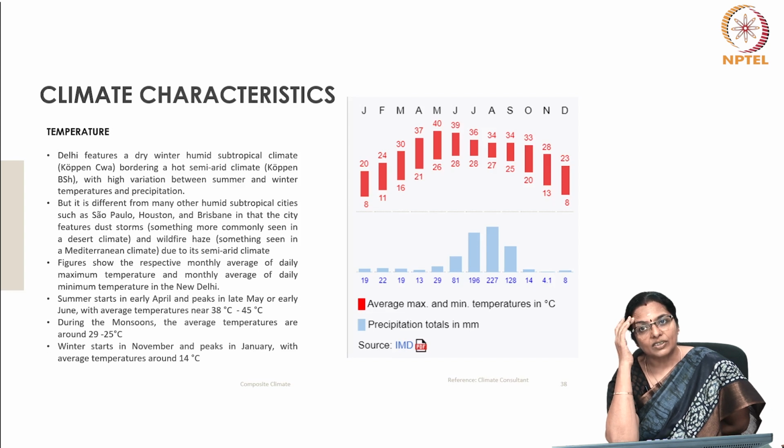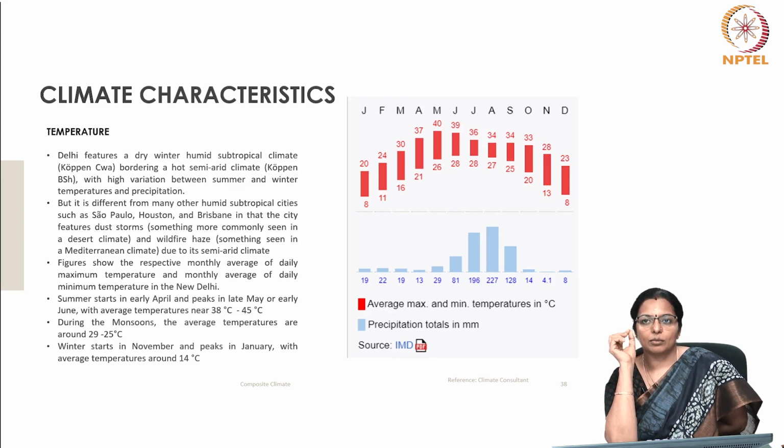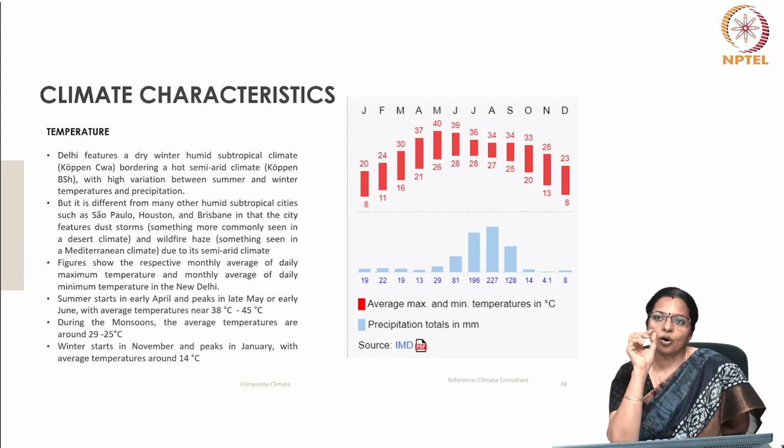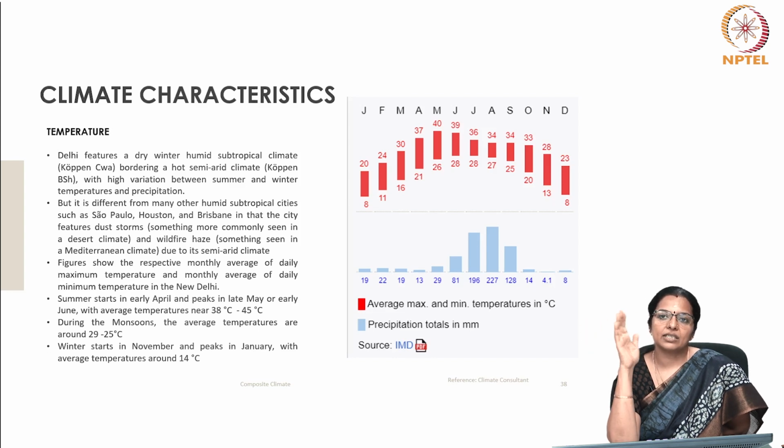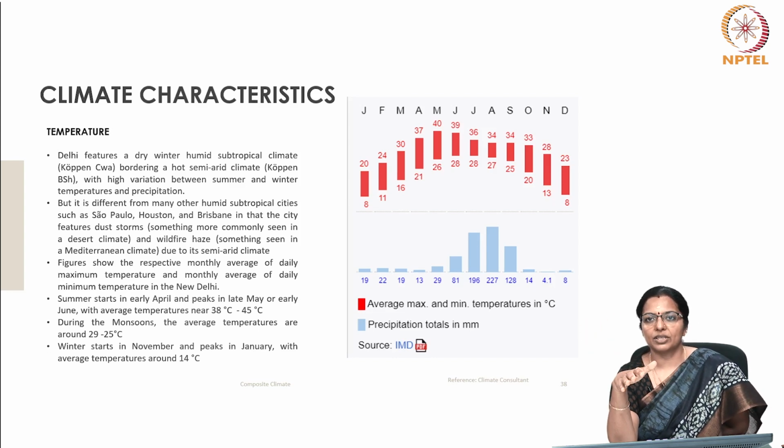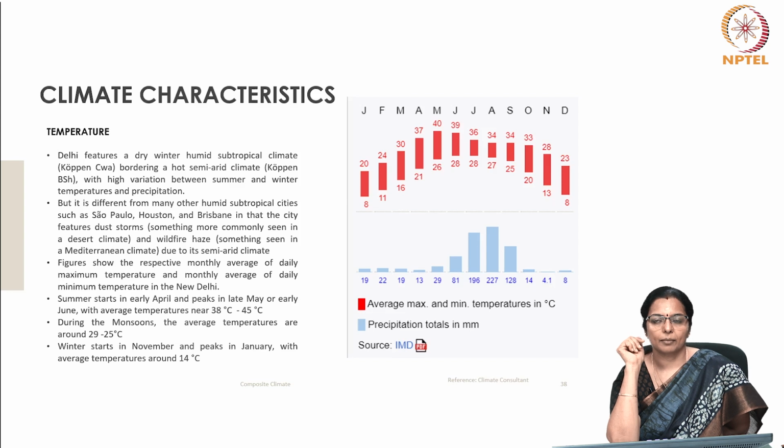Now, Delhi features a dry winter and humid subtropical climate. According to Köppen, it is CWA, bordering a hot semi-arid climate, which is BSH according to Köppen, with high variation between summer and winter temperature and precipitation.